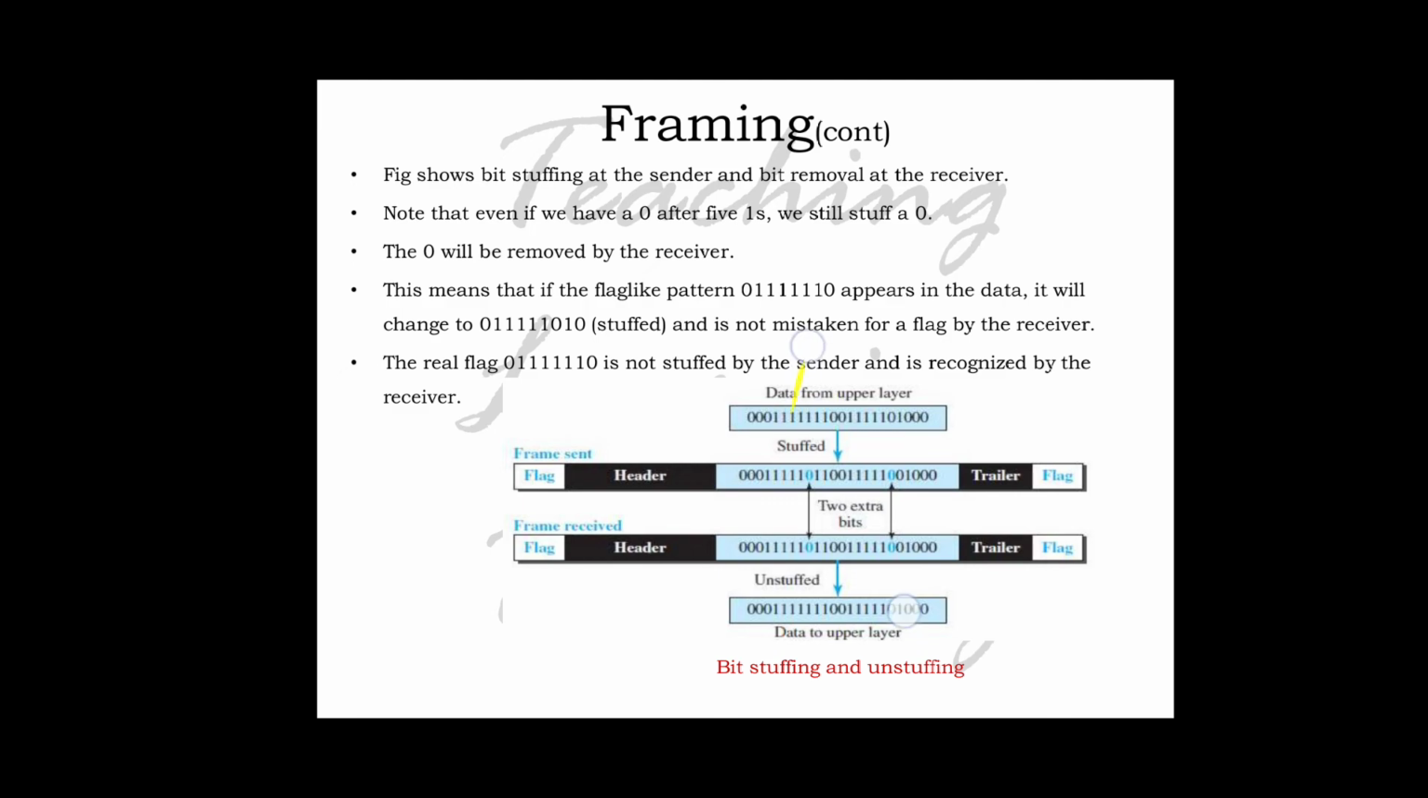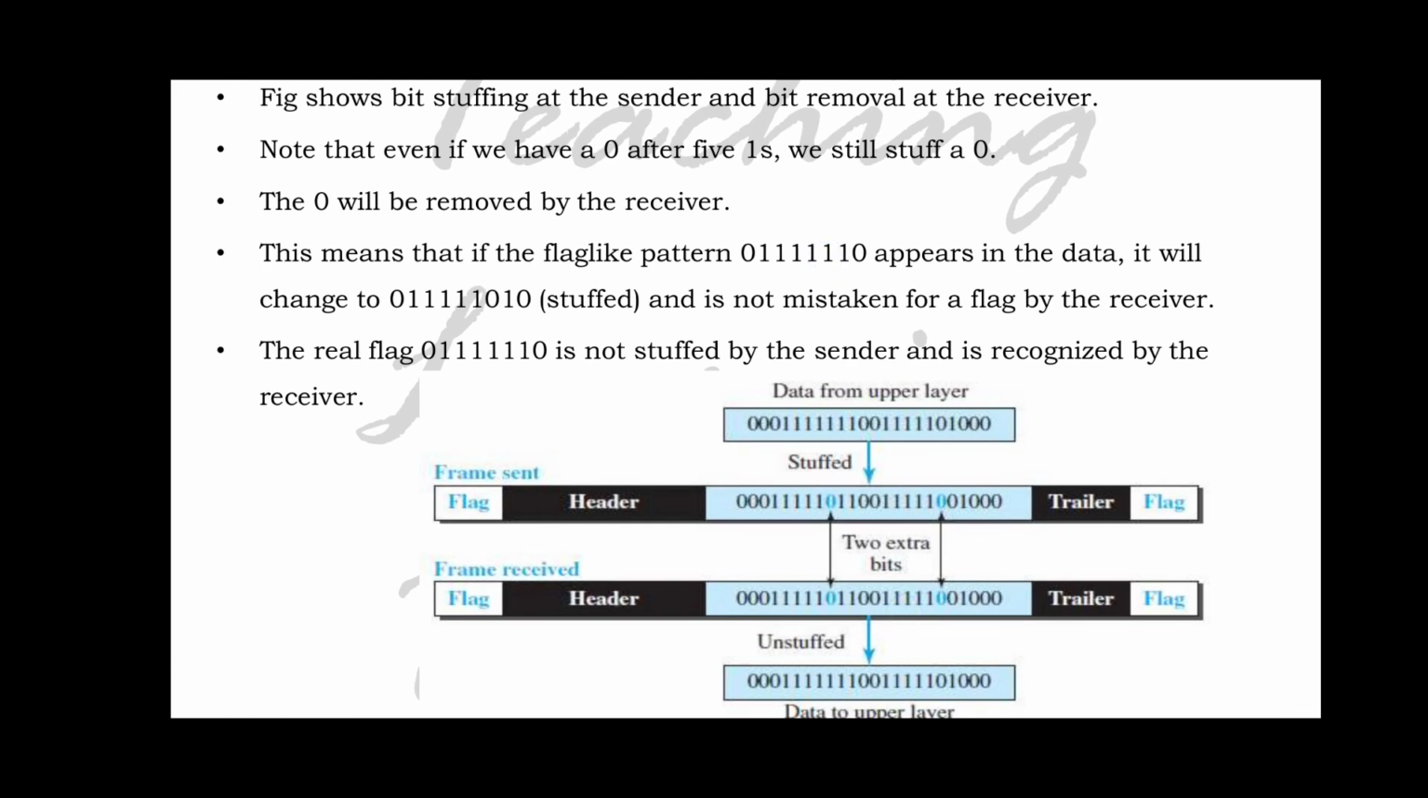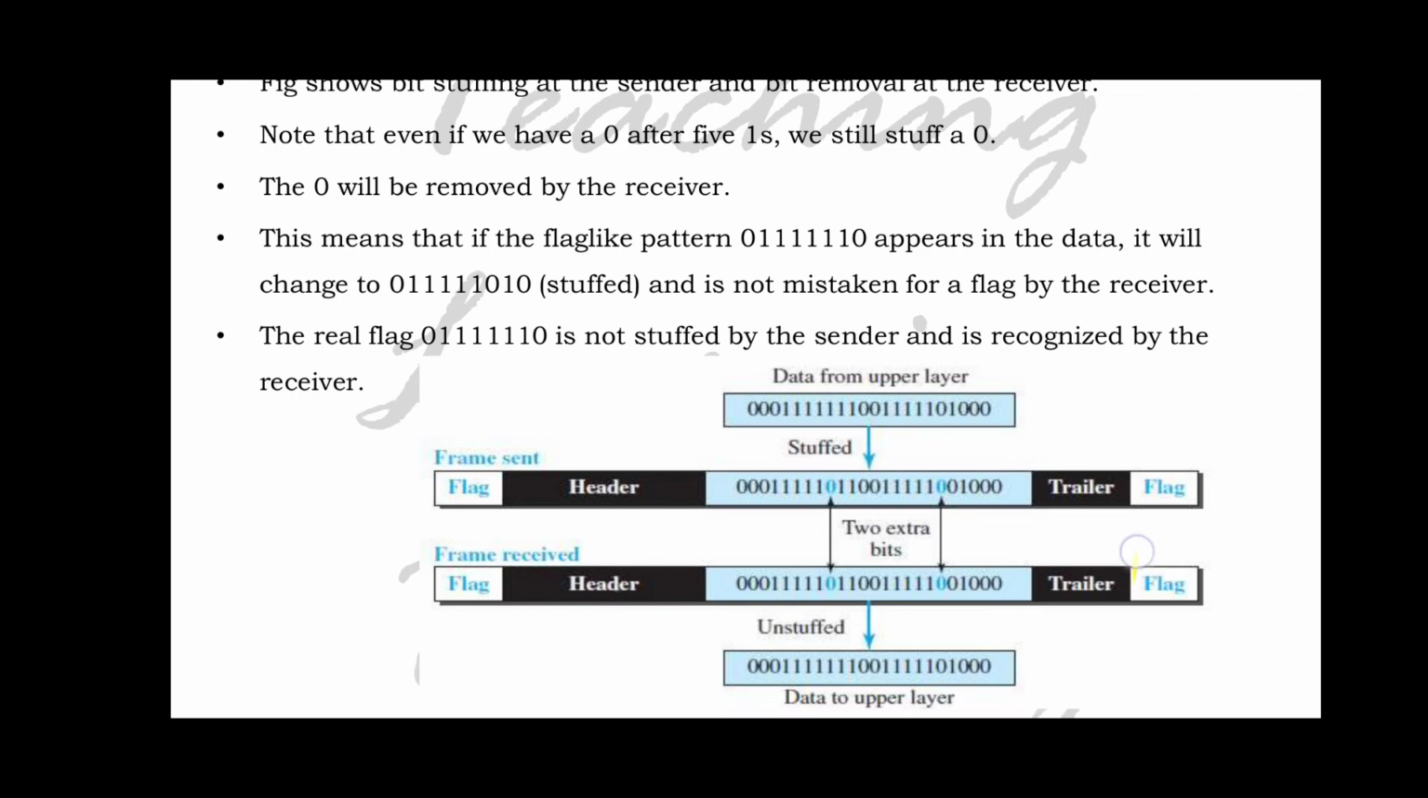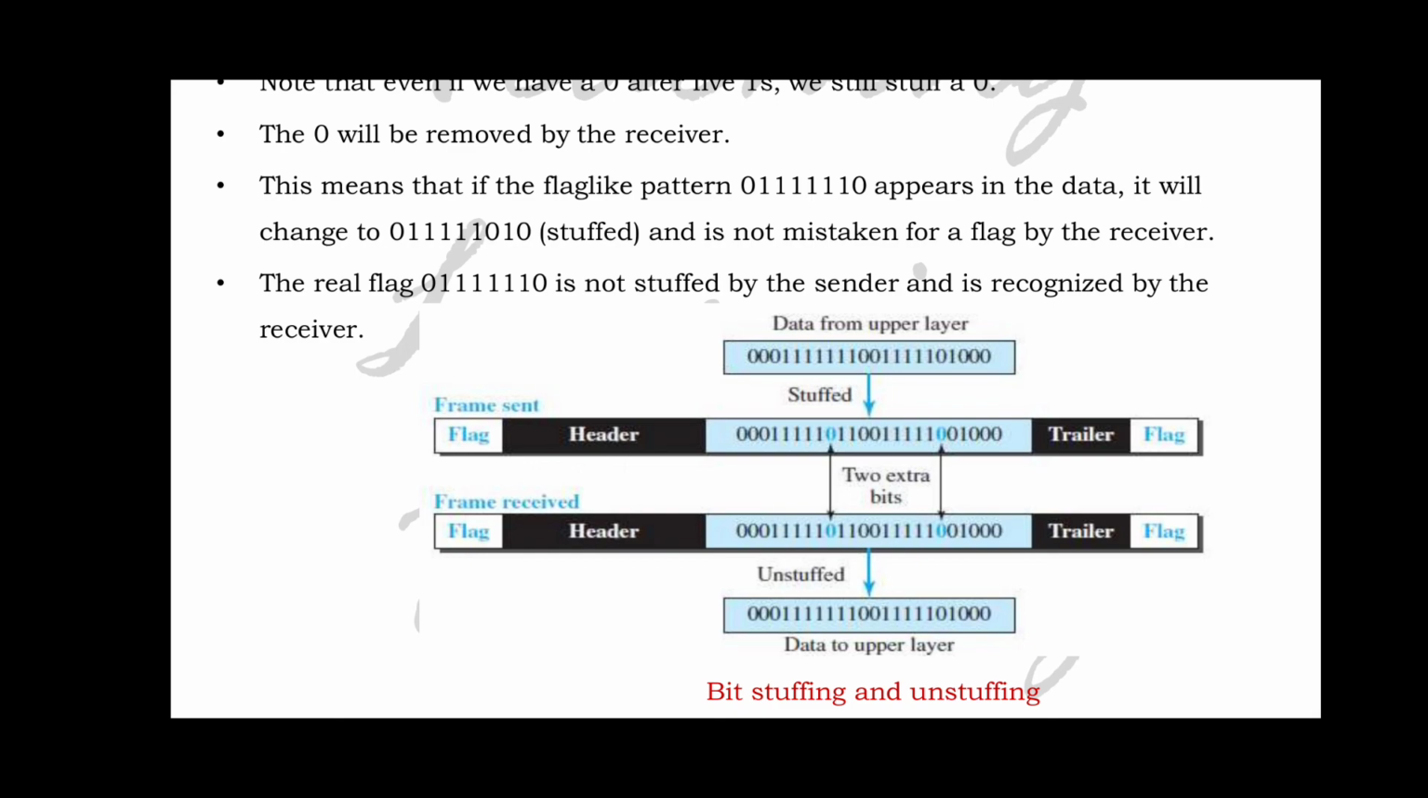If you see in this figure, they are using the data from the upper layer. There is a single 0 and 3 zeros and 5 ones, and if it looks like a flag, what they did was add a 0 after the 0 and 5 ones, and again there is a 0 and 5 ones, and they added one extra bit. So these 2 extra bits are added in between the data to remove the inconsistencies, otherwise the receiver can take it as the end of the frame. To remove that, they have added 2 extra bits.